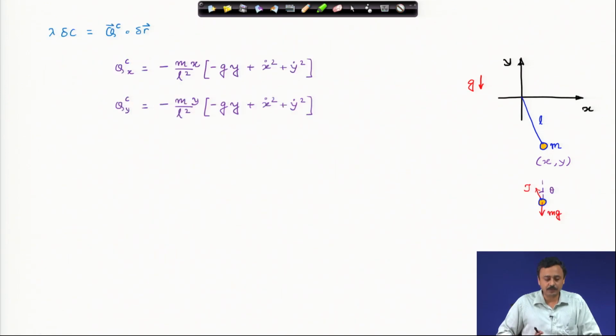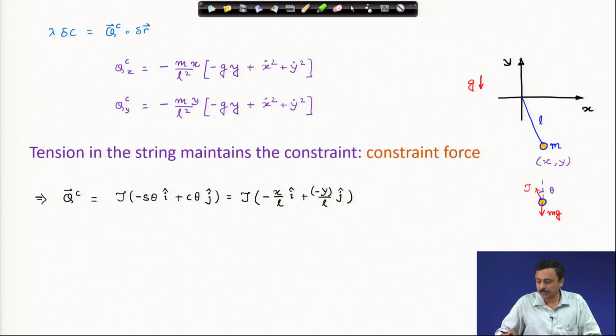So, these are our expressions of Q_cx and Q_cy, the constraint force components in the x and y directions. Now, from here how do I calculate the tension? Who maintains the constraint? In the case of a pendulum, who maintains the constraint? Who maintains the circular path? It is the string. And what is the force that maintains this circular path? The tension in the string.